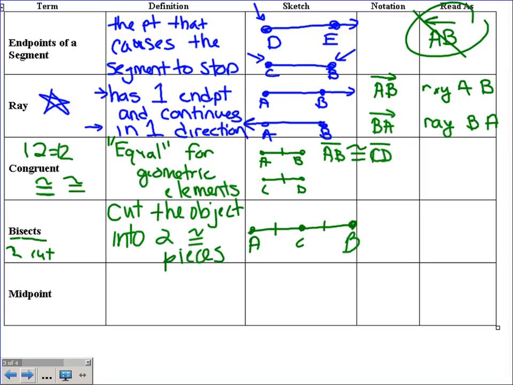Let's just say this is 4 centimeters. This is 4 centimeters. C cut it exactly in half. How long is it from A to B? 8. So C has to be exactly in the middle, 4 and 4. Okay? So what we'd say here is line segment AC is congruent to line segment BC. Does that make sense? Yeah.